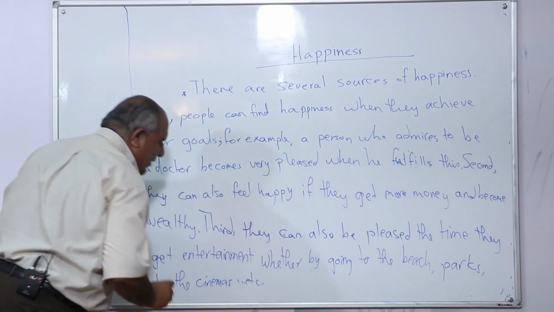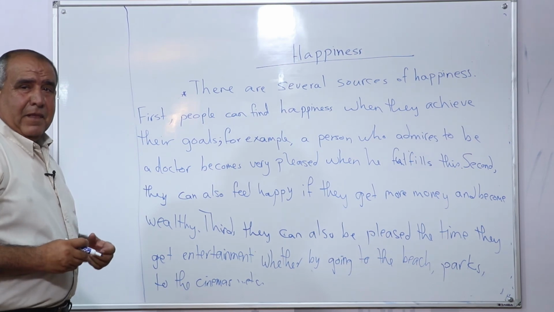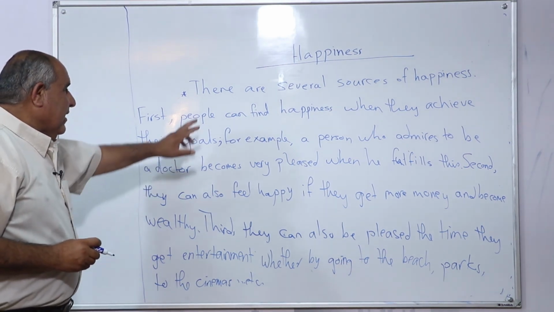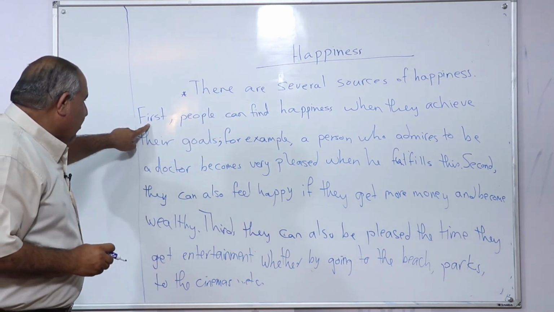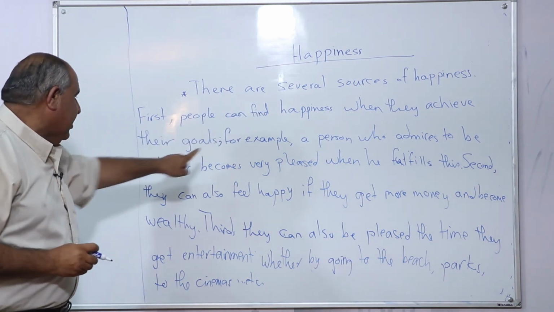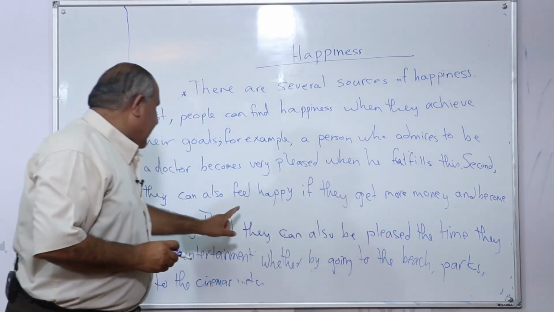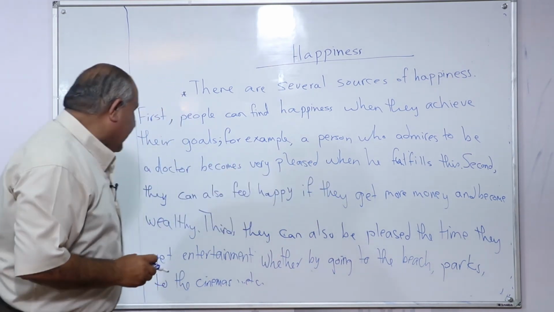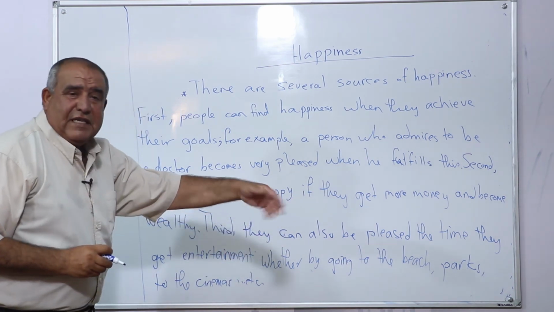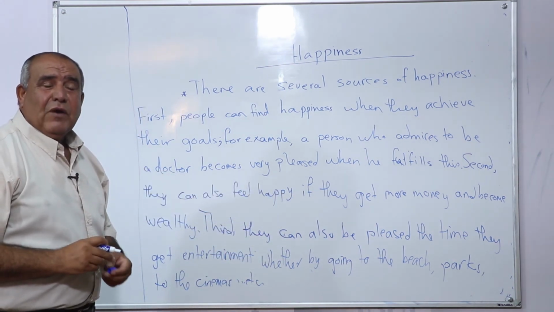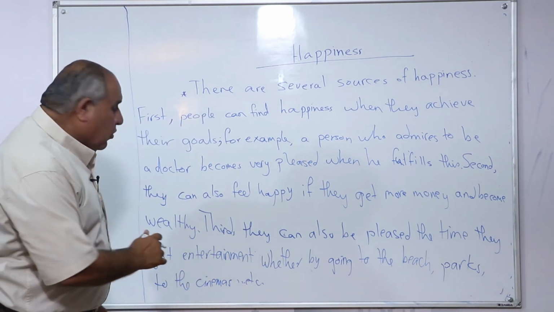Etc. means et cetera. Okay? So far we have talked about three sources of getting happiness. Number one, first, people can find happiness when they achieve their goals. Number two, they feel happy if they get more money and become rich. Number three, if they get entertainment, whether going to the cinema, the beach, etc. And by this we can say that this is a paragraph developed by three developers, so we can finish it.